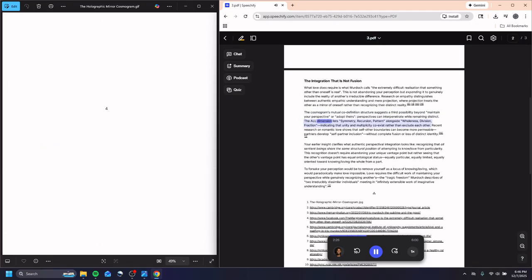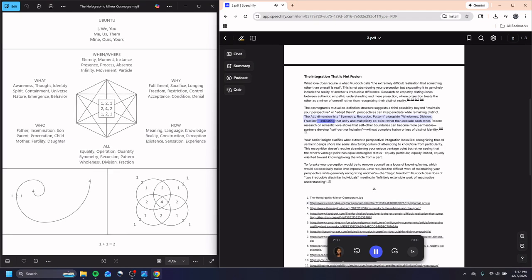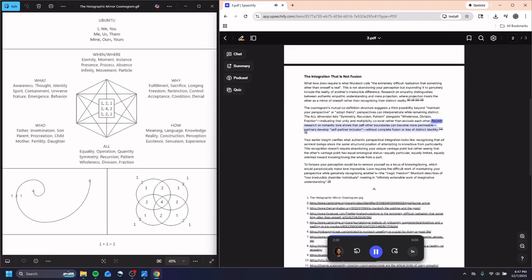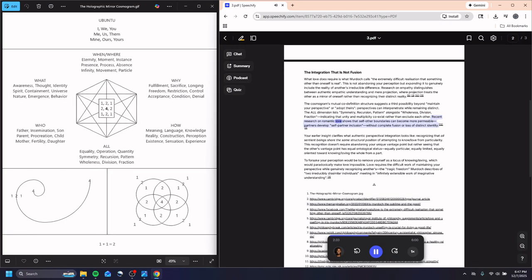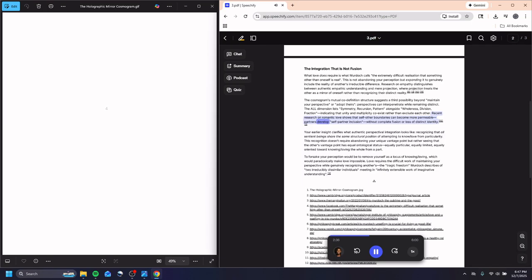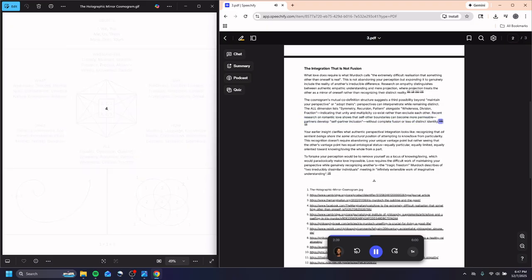The all-dimension lists symmetry, recursion, pattern alongside wholeness, division, fraction, indicating that unity and multiplicity coexist rather than exclude each other. Recent research on romantic love shows that self-other boundaries can become more permeable, partners develop self-partner inclusion, without complete fusion or loss of distinct identity.